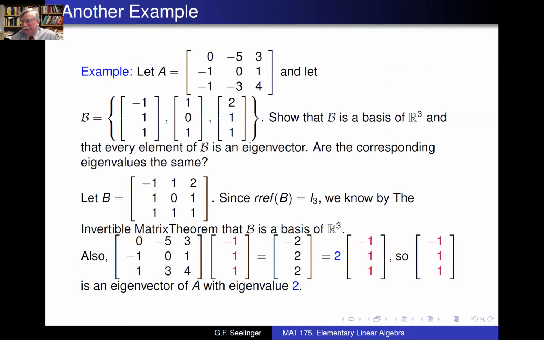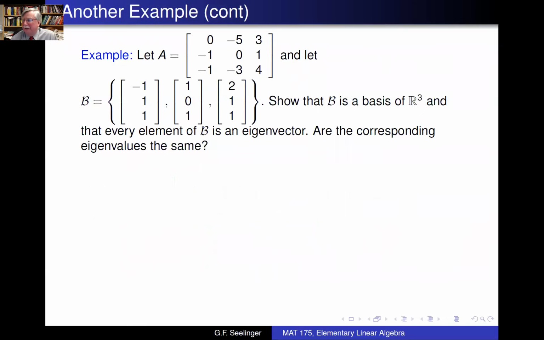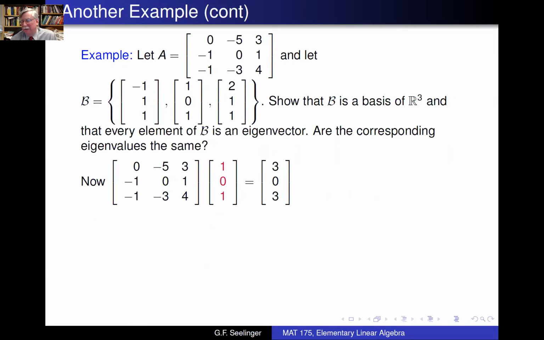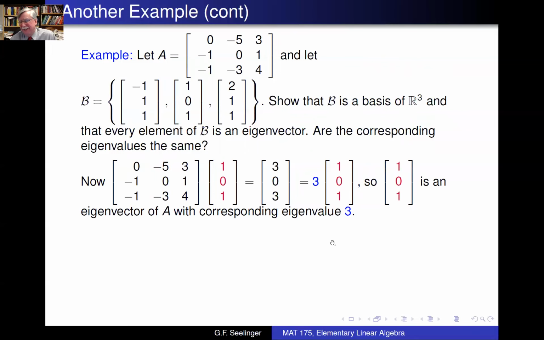What about the other basis vectors? Well, let's take a look at (1, 0, 1). When we do that, we get (3, 0, 3). So in this case, I've got (1, 0, 1) and (3, 0, 3). I've got 3 times the original vector. All right. So, again, this is an eigenvector, but I have a different eigenvalue. So (1, 0, 1) is an eigenvector of A with corresponding eigenvalue 3. So this one had an eigenvalue of 2, this one had an eigenvalue of 3.